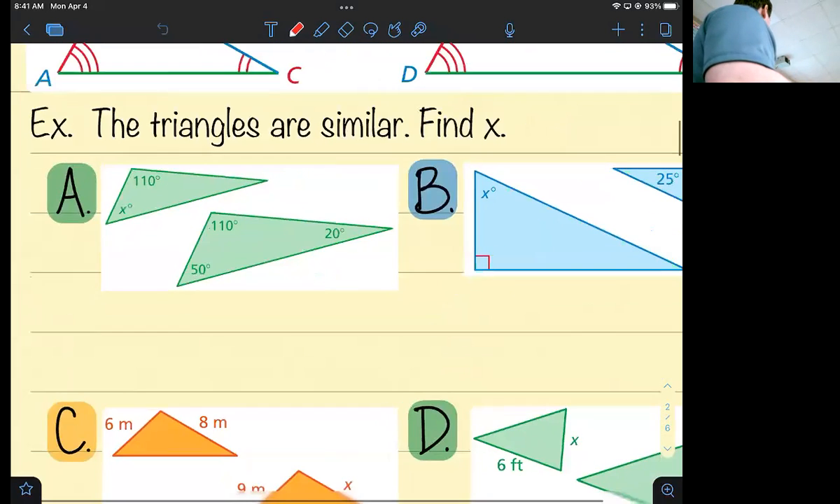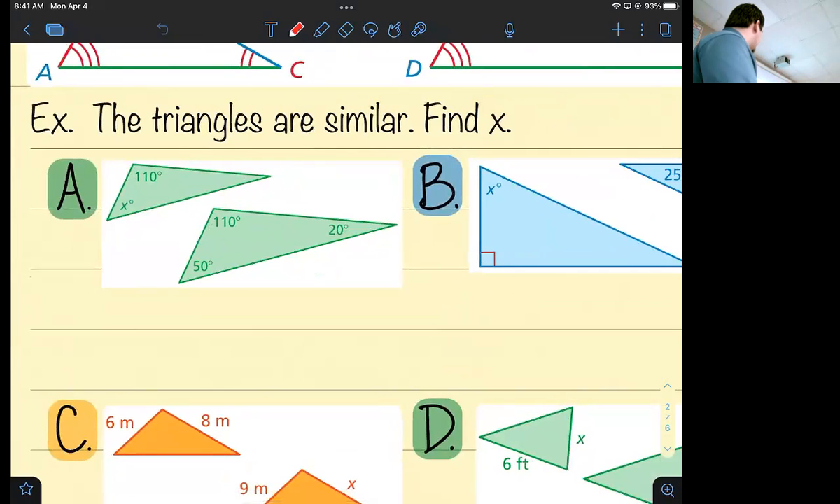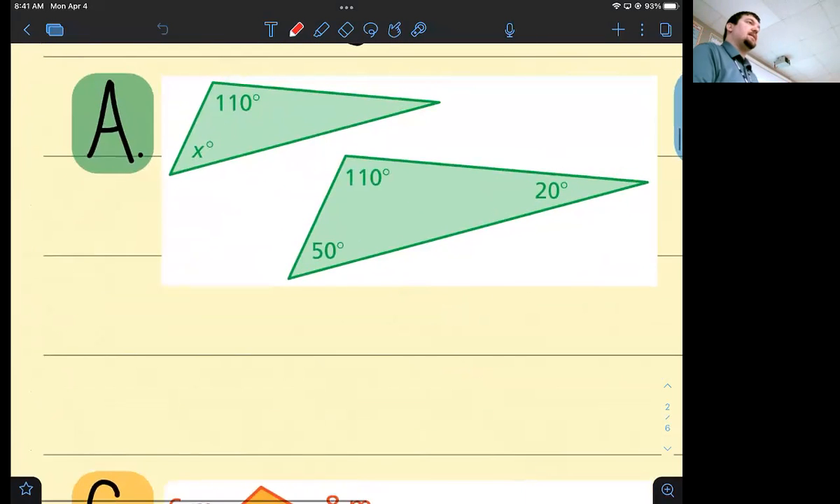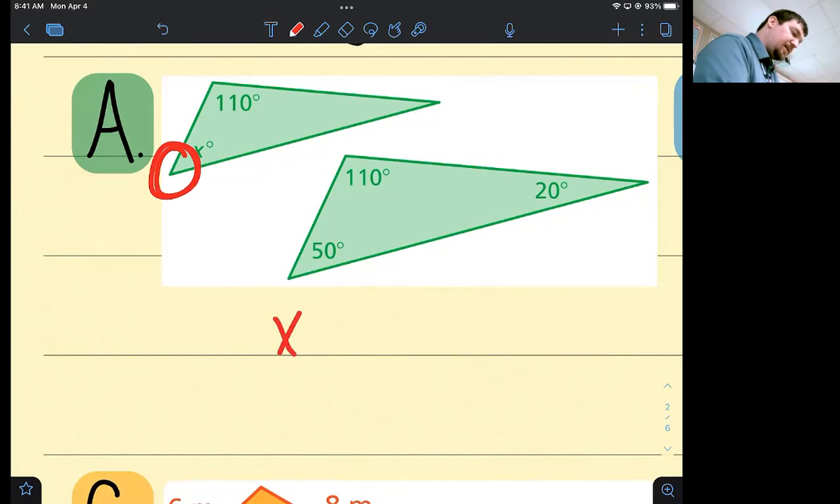All right. Example A says find X. Now, X is a missing angle measurement. Since we know the corresponding angles are the same, can you tell me which angle on the bottom triangle corresponds to angle X? Lucas, which one? The 50-degree angle. And since corresponding angle measurements are the same, that means X has to be the same size as the one it corresponds to, 50 degrees. That's easy enough.